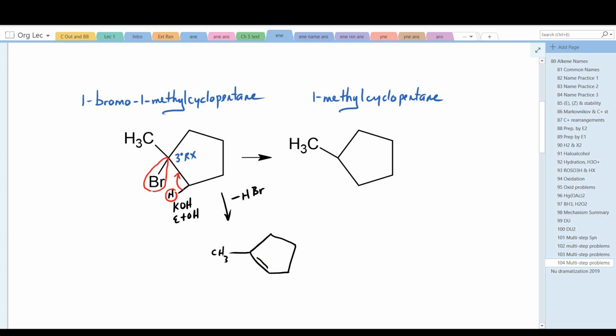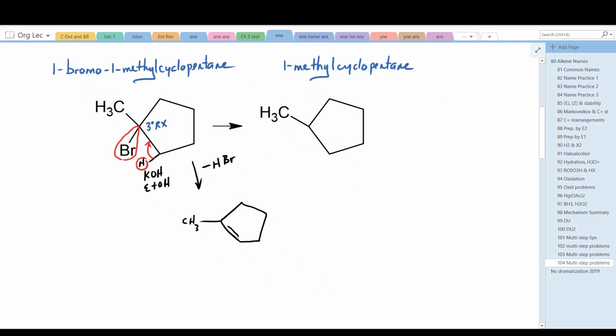Here's our product. This would be 1-methylcyclopentene. We need to convert that to 1-methylcyclopentane. Oh, well, that's easy. All we need to do here is saturate the alkene to an alkane. We do that with hydrogen on a variety of catalysts, such as nickel or palladium or platinum and such.